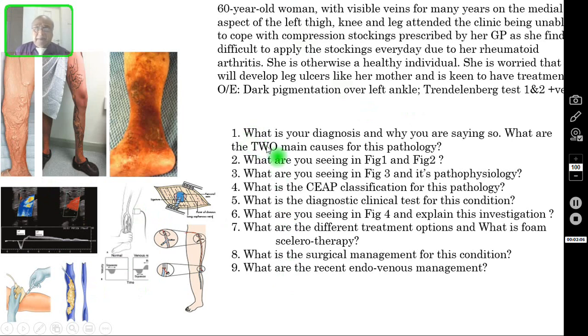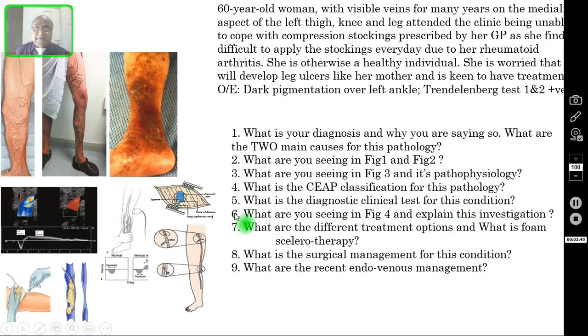Question number 1, what is your diagnosis and why are you saying so? What are the two main causes for this pathology? Question number 2, what are you seeing in figure 1 and figure 2? Question number 3, what are you seeing in figure 3? This is figure 3 and its pathophysiology. Question number 4, what is the CEAP classification for this pathology? Question number 5, what is the diagnostic clinical test for this condition?